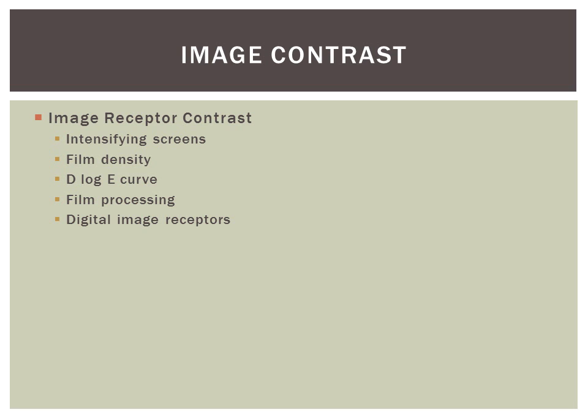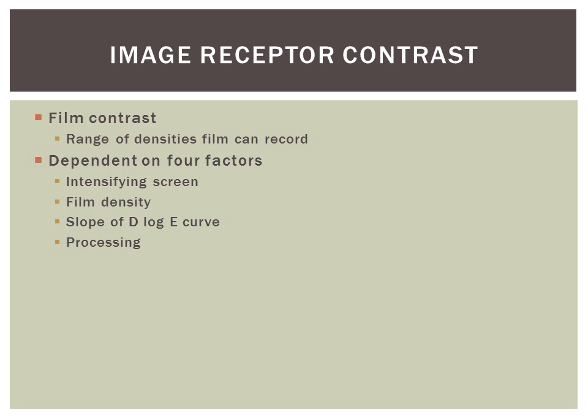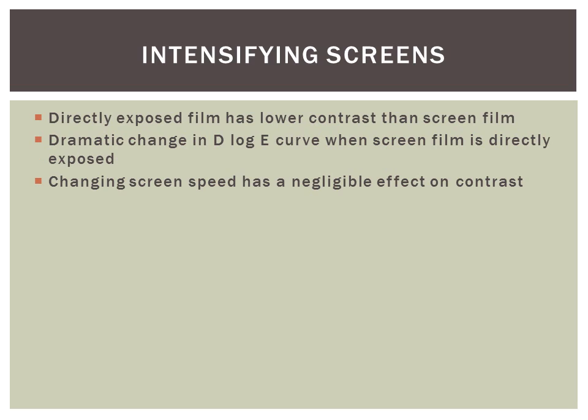Image receptor contrast is the total amount of contrast acquired for both the part and the image receptor. These can include intensifying screens, film density, D-log E curve, film processing, and digital image receptors. Subject contrast includes kVp, amount of irradiated material, and type of irradiated material. Image receptor contrast, or film contrast, is the range of densities film can record, dependent on these four factors: intensifying screens, film density, slope of the D-log E curve, and processing.